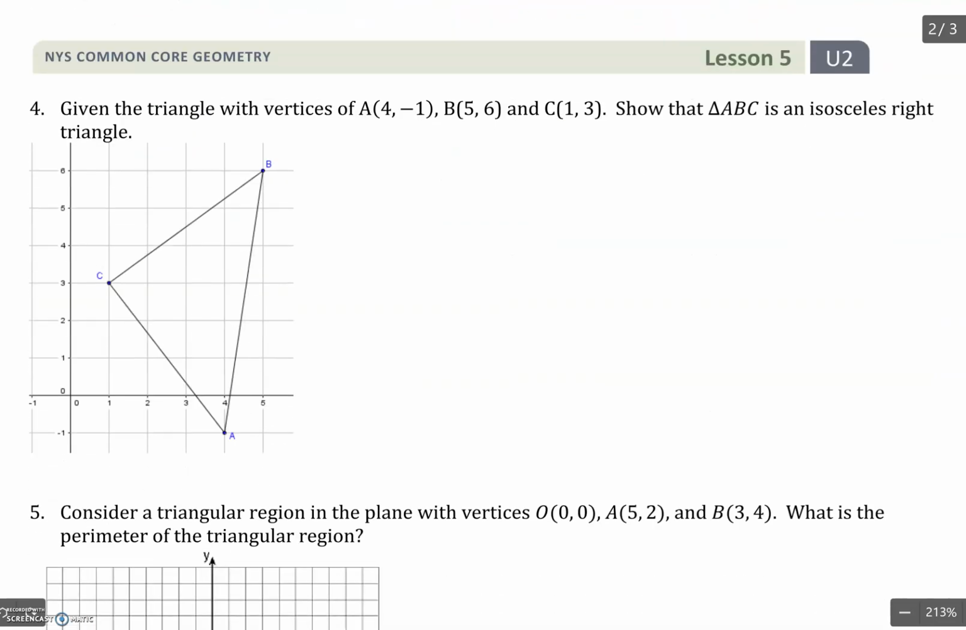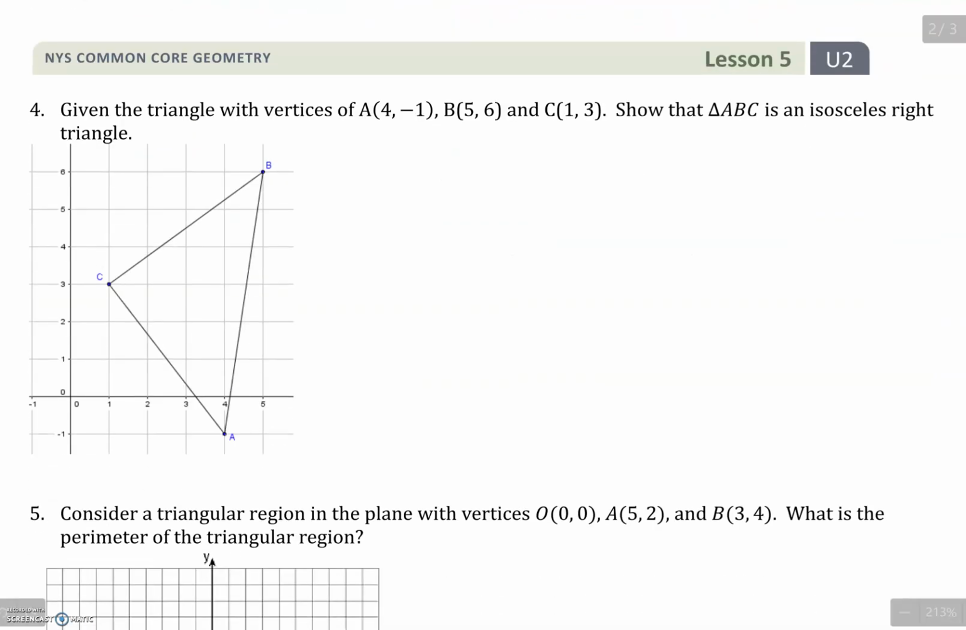Now, when you're applying that to something like this, it's saying that we have a triangle. It's already graphed for us. The vertices are given. We're trying to show that it is an isosceles right triangle. Those are two different concepts. Isosceles means we're going to have 2 congruent sides. And right means that we're going to have perpendicular lines. So this is kind of a review concept.